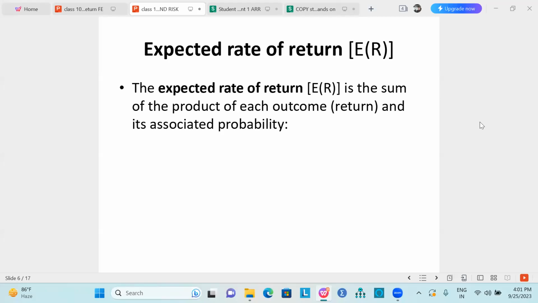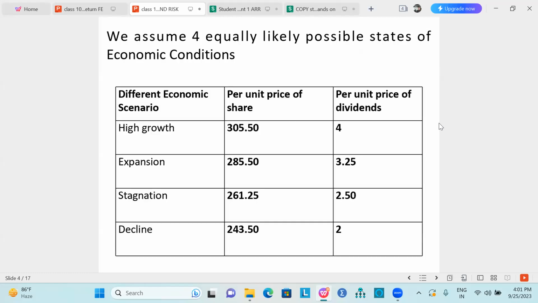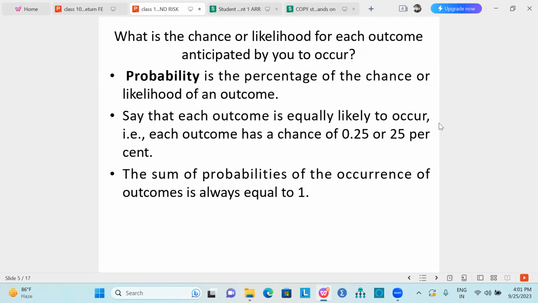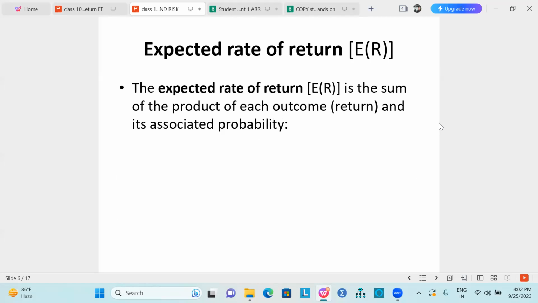So I just repeat once. These are four different scenarios under which we are going to calculate. When you are talking about likelihood or chance, it is the probability calculation. Here we are assuming that these four scenarios have an equal chance of occurrence. Your probability summation is always 1, and 1 means 100%. So here we assume that each scenario has a 25% chance of occurrence.